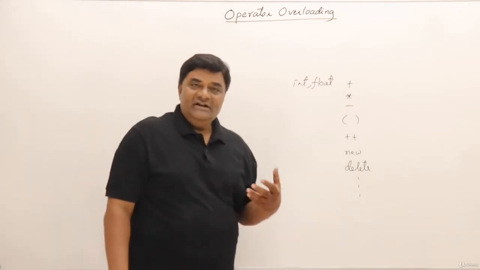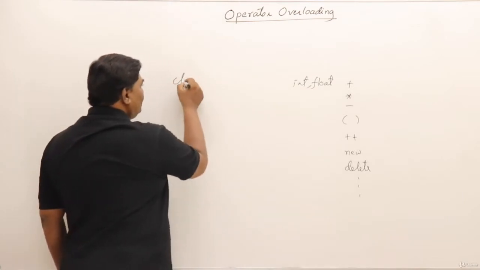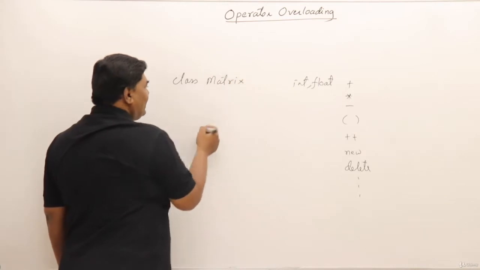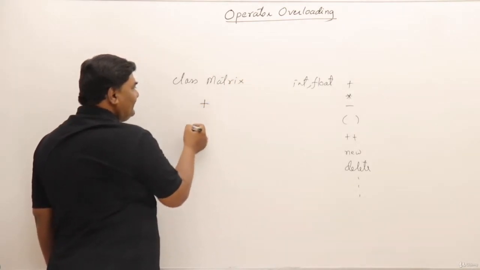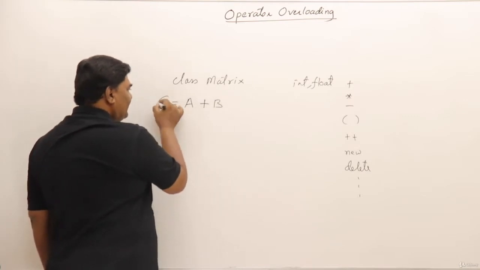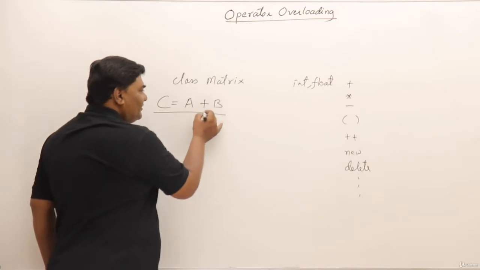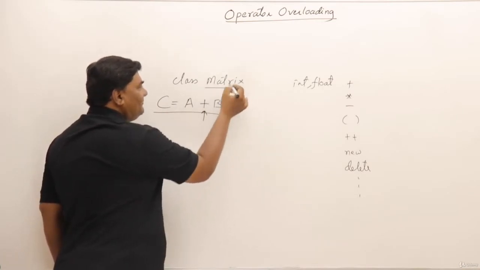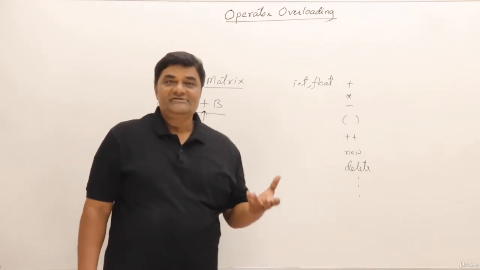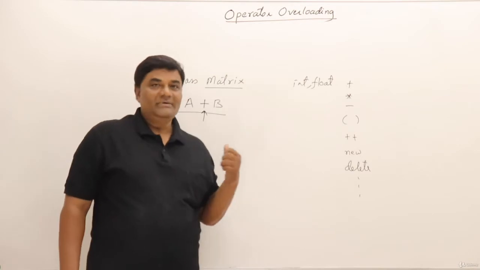So if we are defining our own data type, like if I am writing a class called matrix, then can I write an operator for adding two matrices? Let us say A and B are two matrices and I want to get the result C. So can I overload this operator? Yes, this plus operator can be overloaded for a matrix class. So for our own data types, that is user defined data types, we can overload this operator.